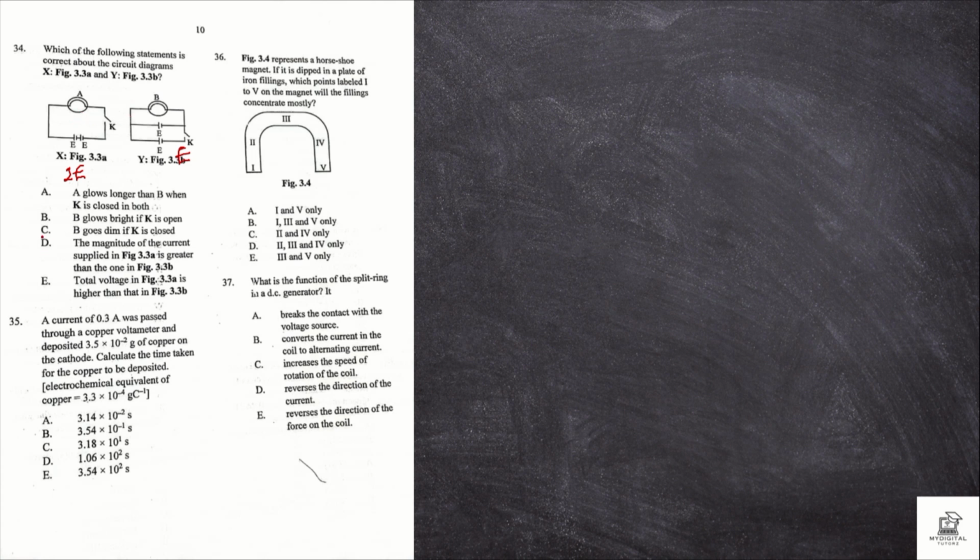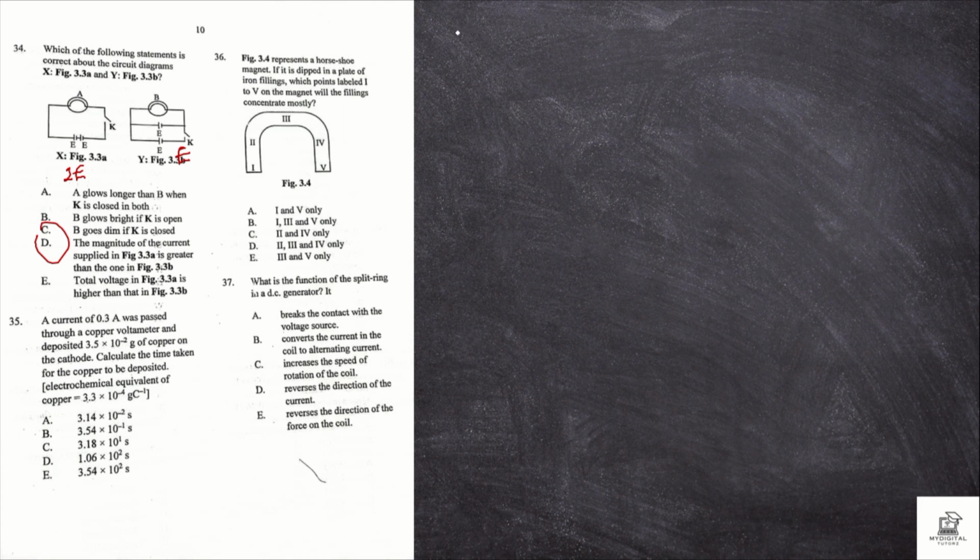So question 35 says, a current of 0.3 amp was passed through a copper voltmeter and deposited 3.5 times 10 raised to the power minus 2 gram of copper on the cathode. Calculate the time taken for the copper to be deposited, given that the electrochemical equivalent of copper is this amount. So remember Faraday's law of electrolysis.